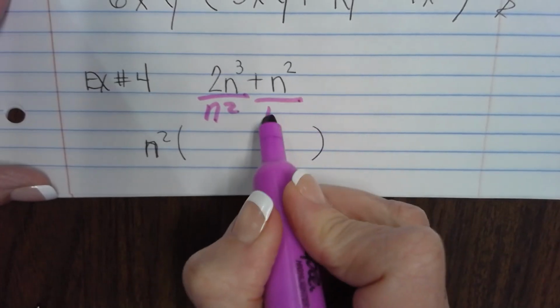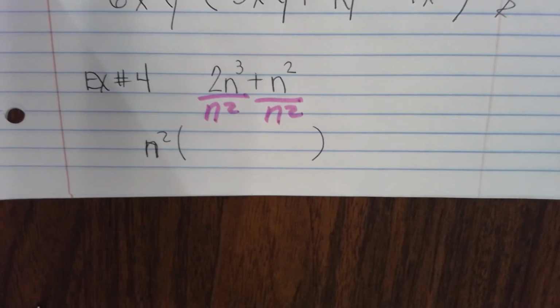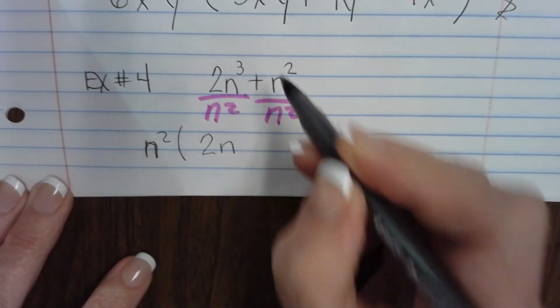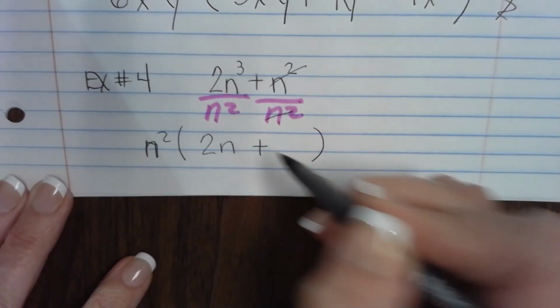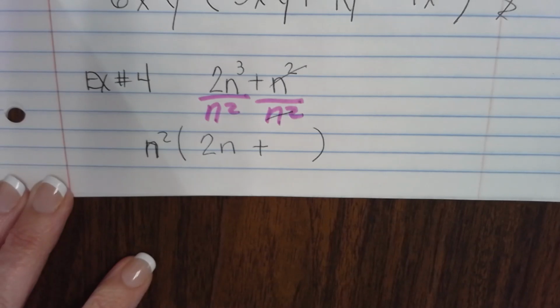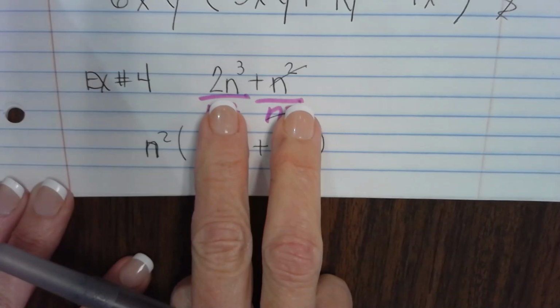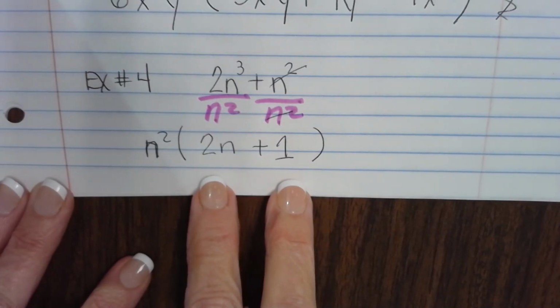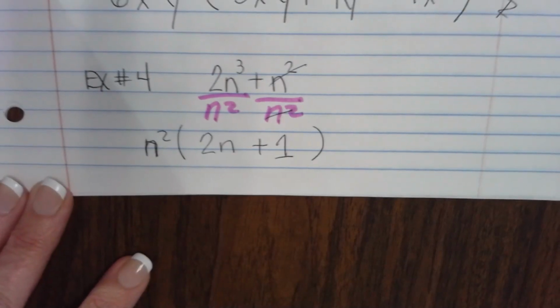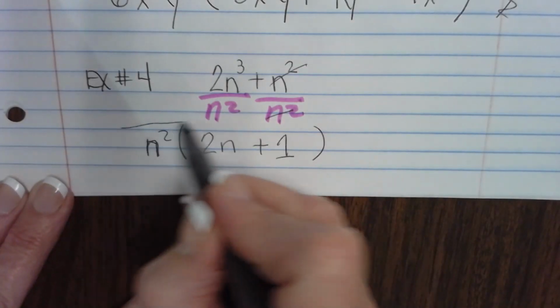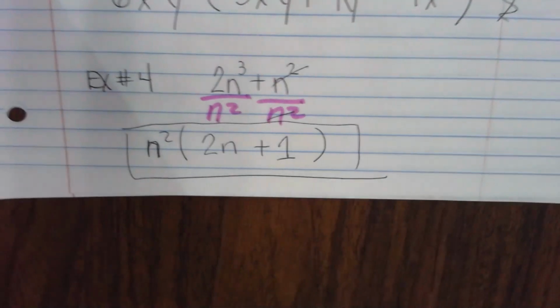So now I'm going to divide both terms by N squared. When I do that, I get 2N in the first slot. Everything cancels in the second slot, but remember, if top and bottom cancel, that's not gone. What is it really? It's a 1. Y'all notice, there are 2 terms in the original, there's 2 terms in the parentheses. That's not a coincidence. If there's 3 terms in the original problem, there's going to be 3 terms in the parentheses. Okay? So here is your factored form. We good?